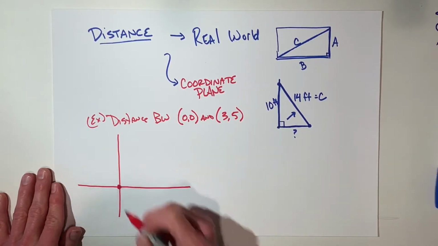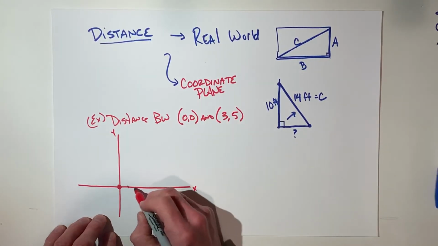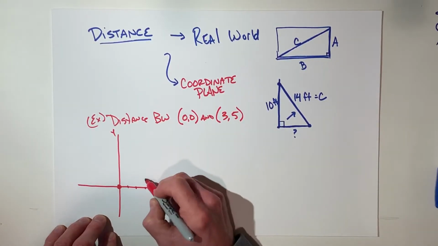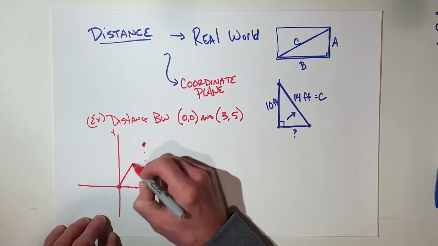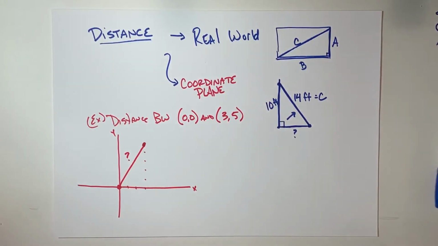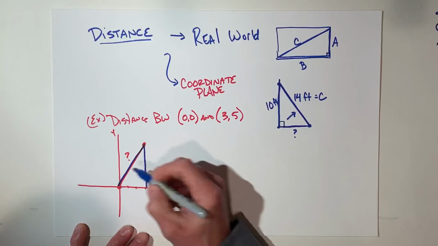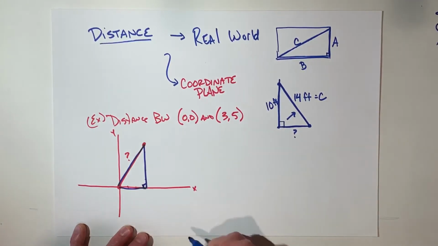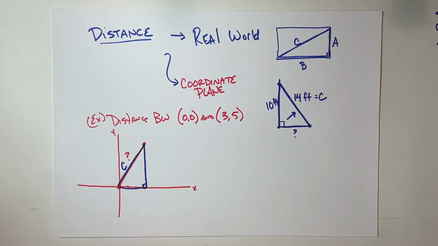So 0, 0 is where the two lines cross, the x and the y-axis. 3, 5, if I estimate this, is 3 to the right and 1, 2, 3, 4, 5 spaces up. So we're looking for that distance right there. And I have to admit, I hope you already see it. I'll switch colors. I hope you see that we just formed a right triangle with a missing side of C. So we're trying to find our hypotenuse.